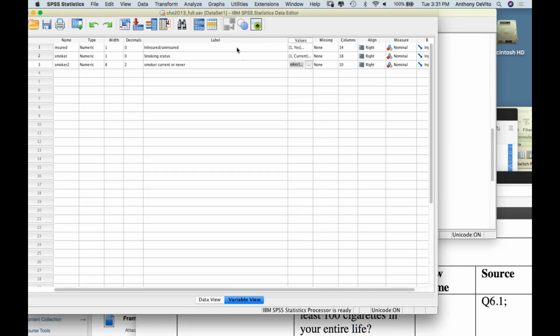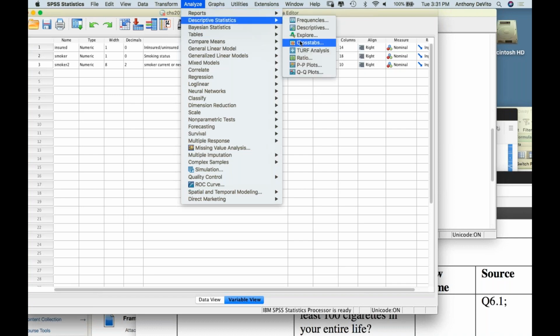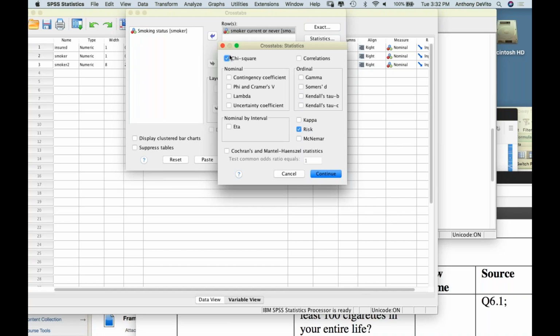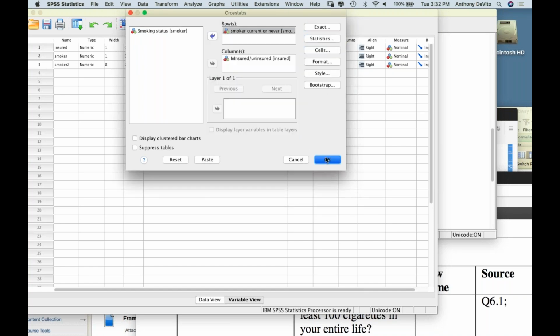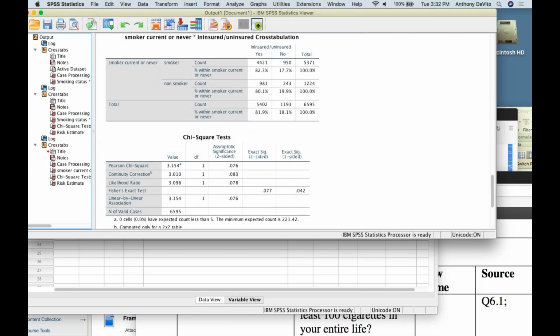Okay. Now I'm going to look at that. I'm going to analyze descriptive statistics, cross tabs, and I'm going to say instead of using the smoking status, that original variable, I'm going to use my new variable, smoker, current, or never. And remember, I still have the chi-square and risk clicked off. I say okay. It creates our new 2x2 table.